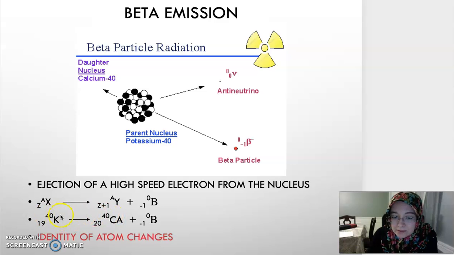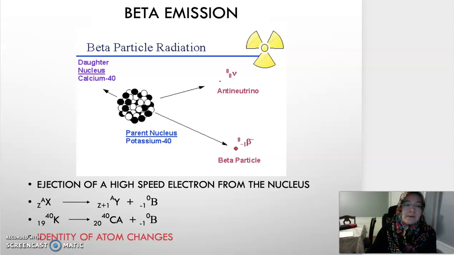And look at the mass number. 40 initial, 40 plus 0, still 40. The identity of the atom changed. It was potassium with 19 before. Now it is calcium with 20. You create a new element. That is how new elements are formed. That is why we have so many different elements, because of these unstable radioactive elements, which is amazing.